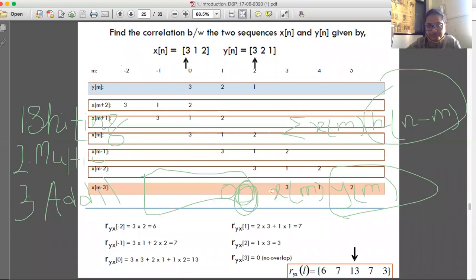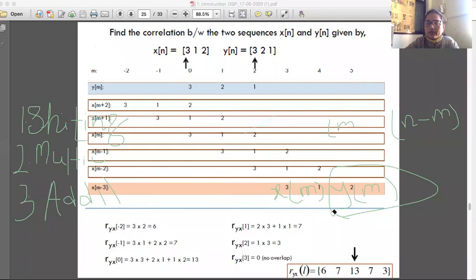Now here we will see how to perform correlation.